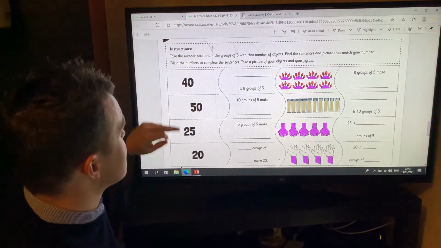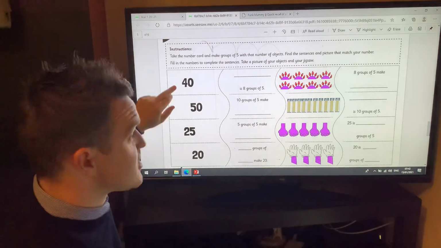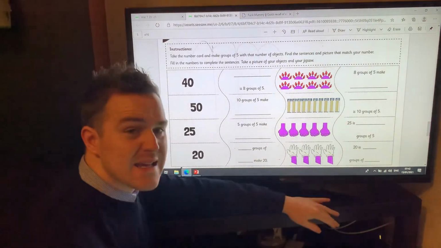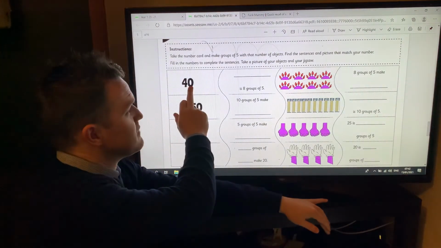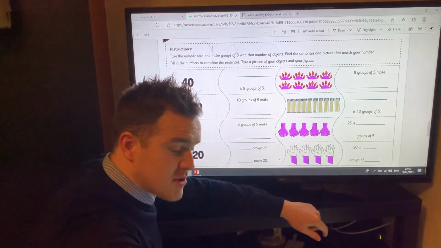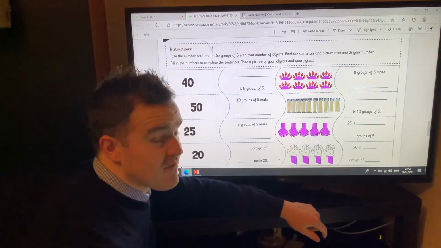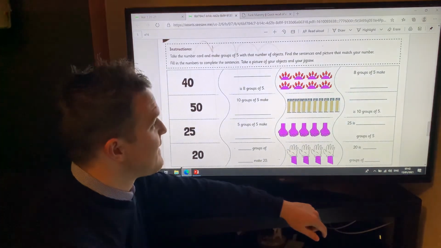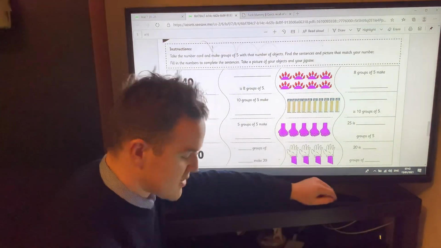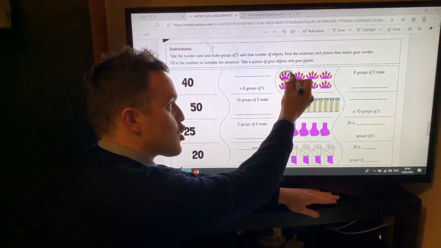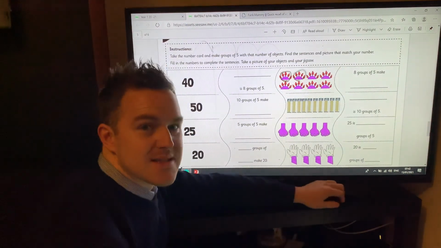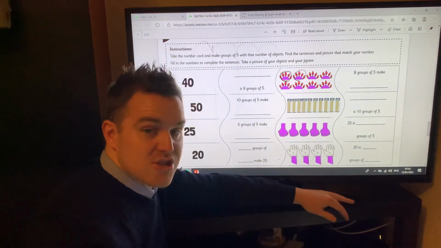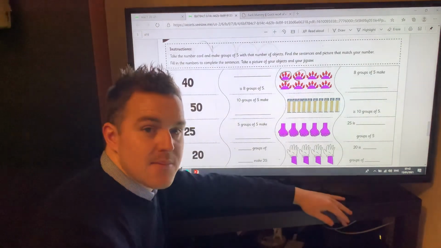And first thing you need to do is take one of these number cards at the start and make that many groups of 5. So 40, get your toys, lay them out, 40 coins, 40 anything, 40 Cheerios, as I said. Lay them out in rows and then use that to help you solve these problems. And remember, always group your pictures in 5 because that will help you see which bits match up, okay? So that's a little bit trickier. Best of luck with it, okay?